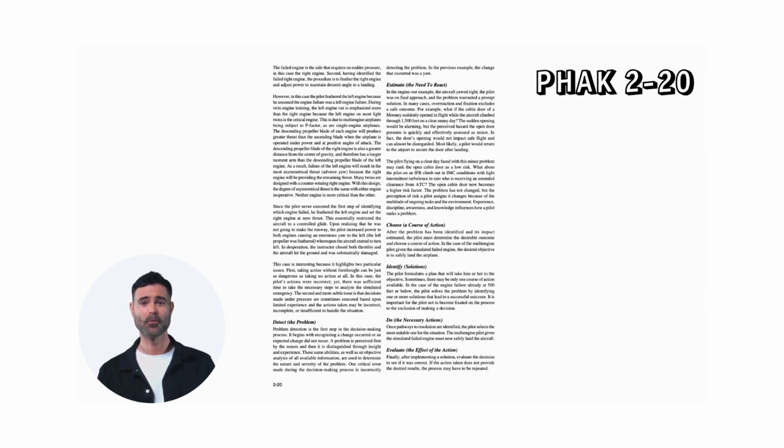The descending propeller blade of the right engine is also a greater distance from the center of gravity and therefore has a longer moment arm than the descending propeller blade of the left engine. As a result, failure of the left engine will result in the most asymmetrical thrust, adverse yaw, because the right engine will be providing the remaining thrust. Many twins are designed with a counter-rotating right engine. With this design, the degree of asymmetrical thrust is the same with either engine inoperative. Neither engine is more critical than the other.